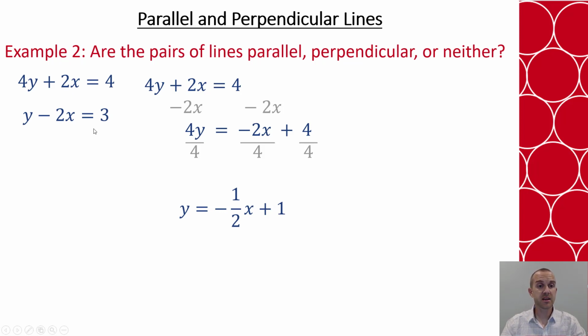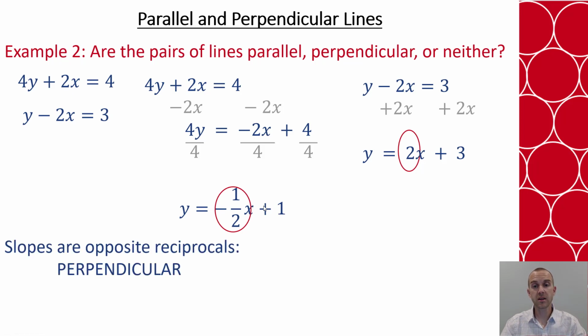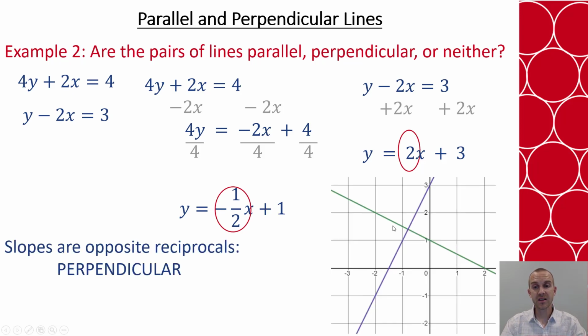Now let's take the second line. y minus 2x equals 3. I'm going to add 2x to both sides, and that will leave me with y equals 2x plus 3. Now I want to compare the two slopes. This is negative 1/2. This is positive 2. That's like positive 2 over 1. They are reciprocals, and one is positive and the other is negative. So yes, they are perpendicular. And if I graph them, I could see that where they intersect is a 90-degree angle.